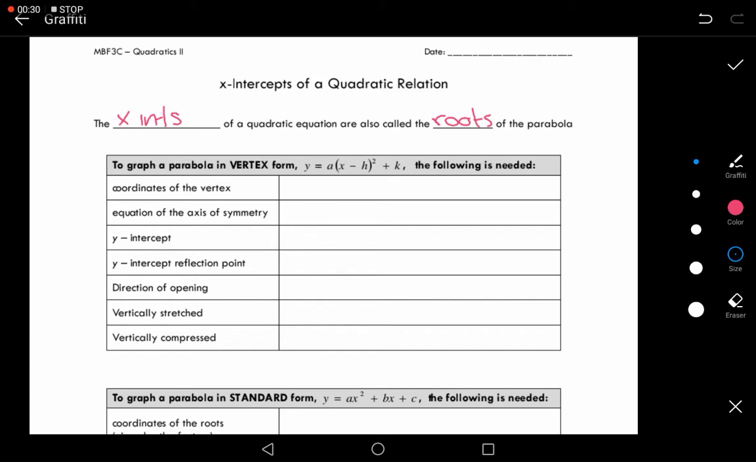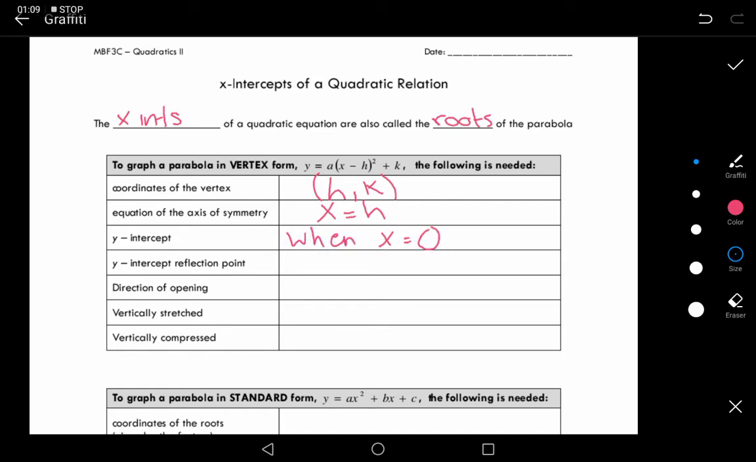Okay, so in the last unit, when we were graphing a parabola in vertex form, we needed the following information. So we needed to know the vertex, which we knew was (h, k). We needed to know the equation of the axis of symmetry, which we knew was x equals h. Okay, we knew that, or we needed to know the y-intercept, which was when x equals 0.